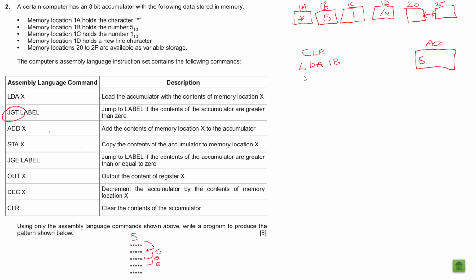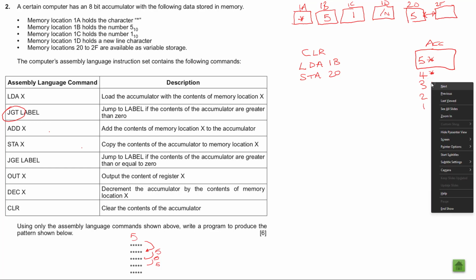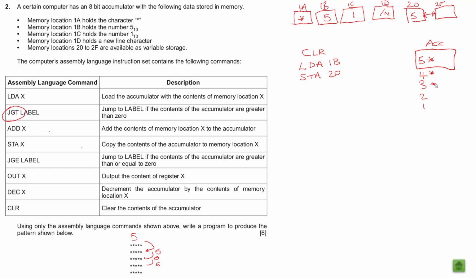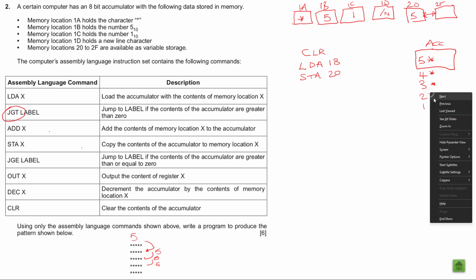Next, I'm going to take that and store a copy of it in box 20. And why am I going to do that? Because I'm going to start decrementing 5 down to 4, down to 3, down to 2, down to 1. And every decrement of this, I'm going to produce an asterisk on the same line each time. This is my plan, people. I'm going to do that. Whether it works or not, I'll let you know.